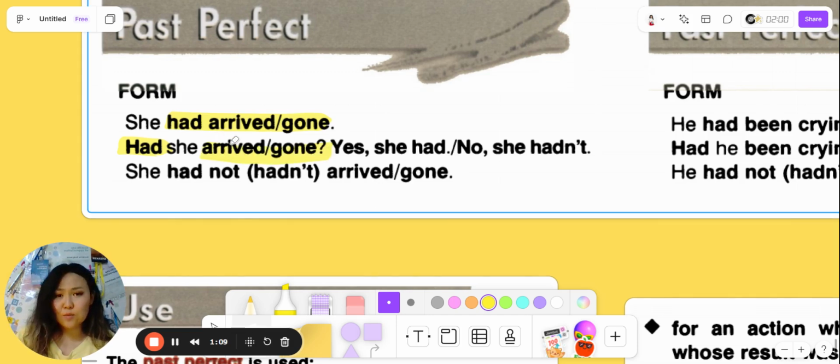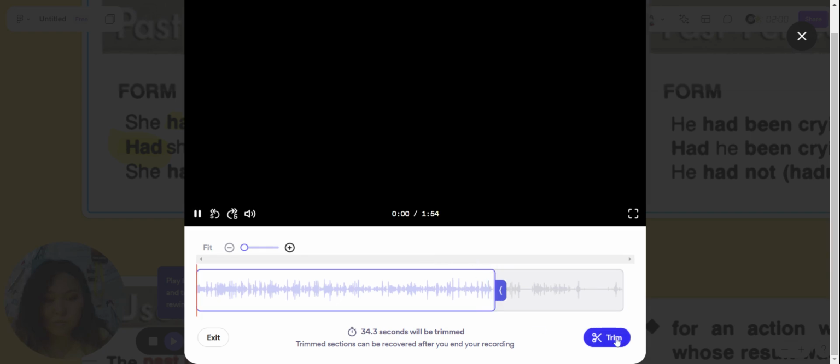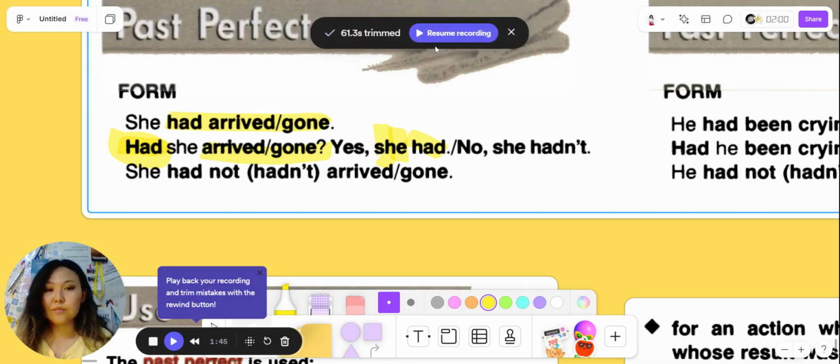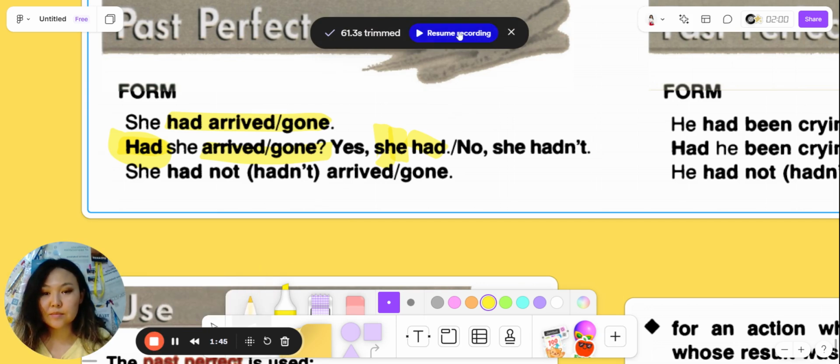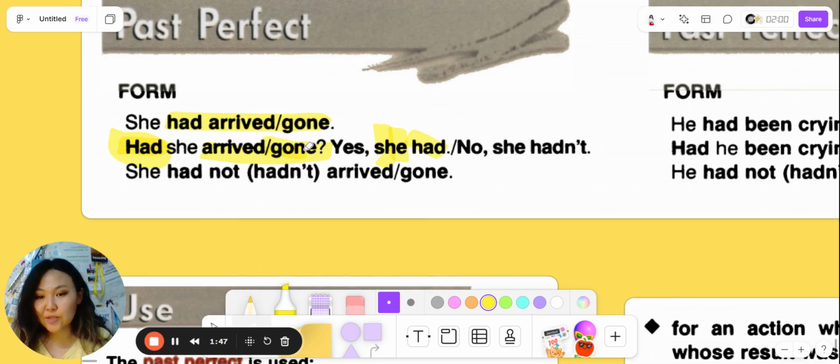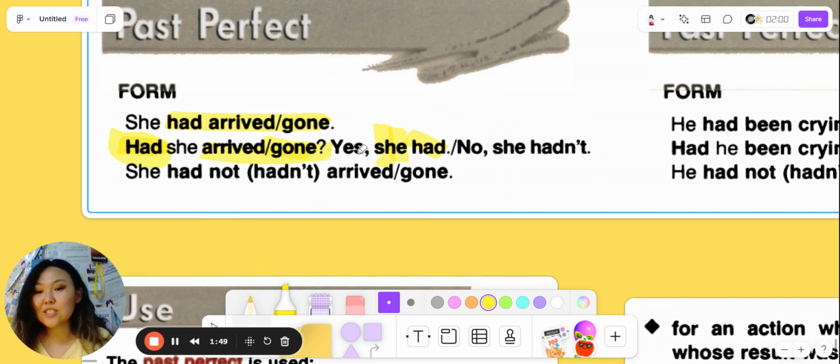As in present perfect or in present perfect continuous, the form of the verb doesn't change. It means that it is still arrived and it is still gone. Yeah, we don't change it. And the question is, had she arrived or had she gone?